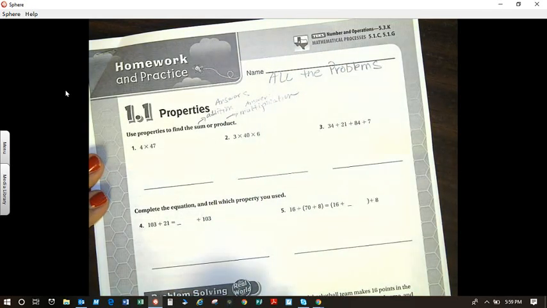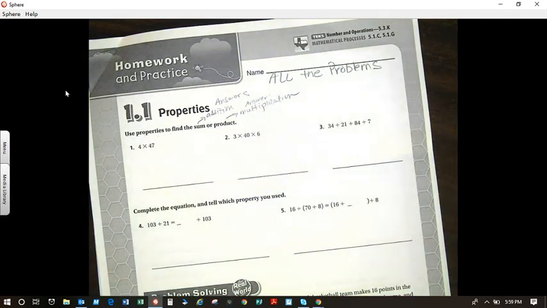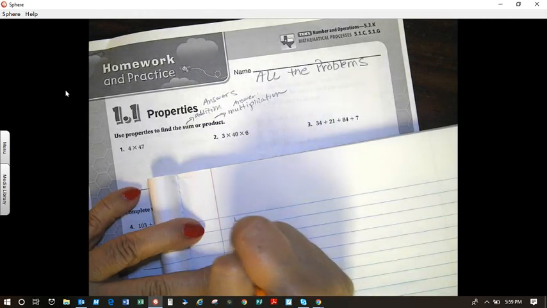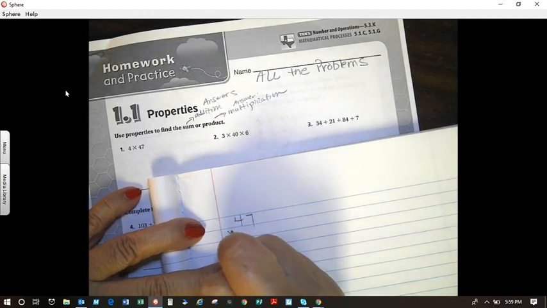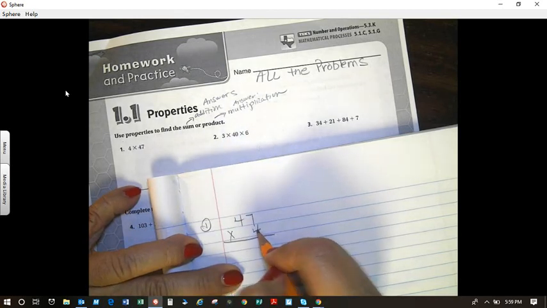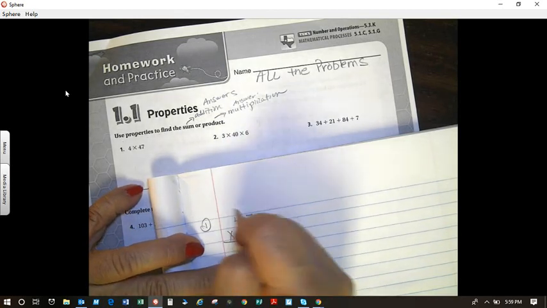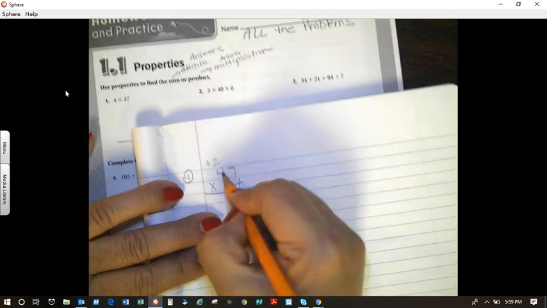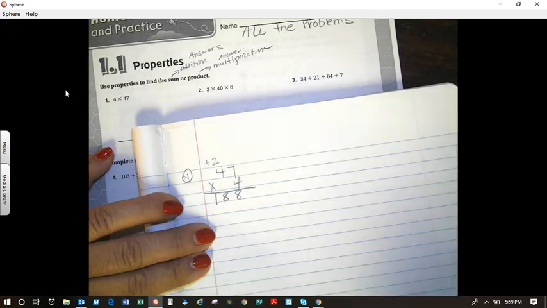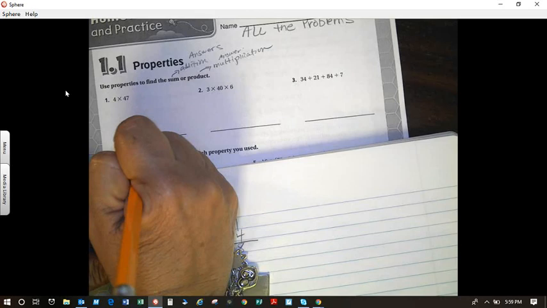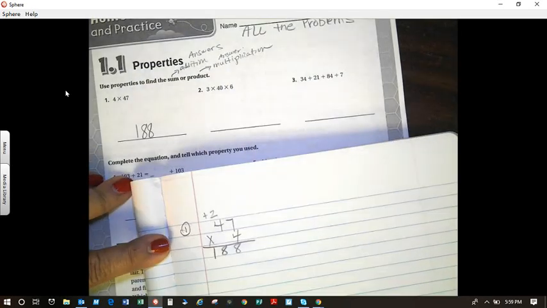All right. So I'm going to take my work and put it on a separate sheet of paper. And the first one is 4 times 47. Well, I'm going to do mine as a standard algorithm. And I know that 4 times 7 is 28, and regroup my 2. 4 times 4 is 16, plus 2 is 18, and so my answer is 188. Please make sure that you have done your work first so that you can check your work against my work.